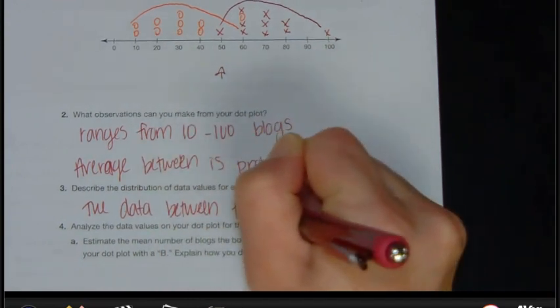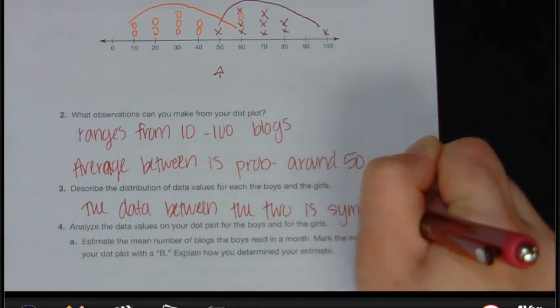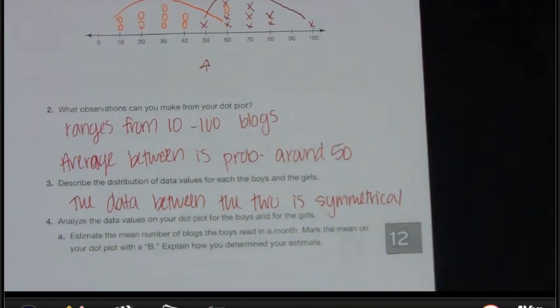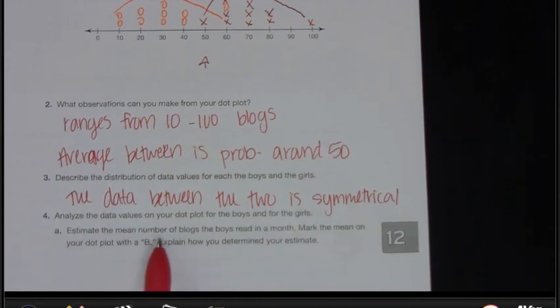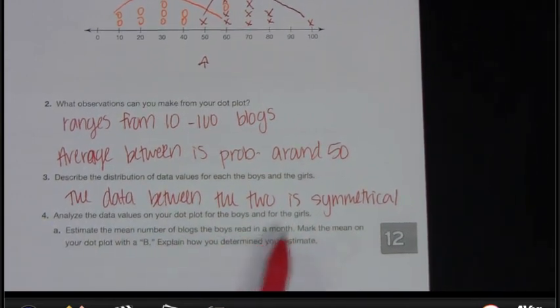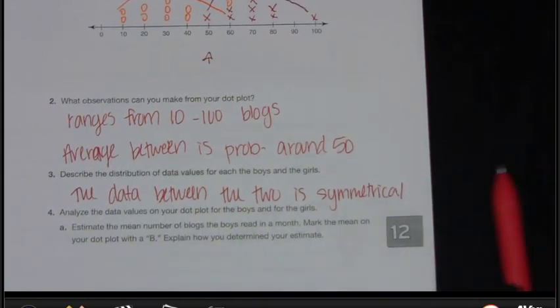So to me, the data between the two is symmetrical. It appears to be symmetrical for both sets of data. Analyze the data values on your dot plot for the boys and for the girls. Estimate the mean number of blogs the boys read in a month. Mark the mean on your dot plot with a B and explain how you determined your estimate.